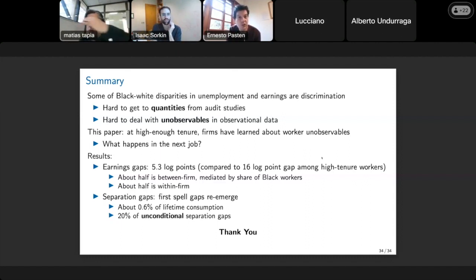You're not the only person to complain about this. I think the flavor of these first two points, about how it's hard to get to quantities from audit studies and hard to deal with unobservables in observational data, is a gentle way of saying there's no number in the literature that you should really believe. So here is a way of getting to a number that maybe you should believe.